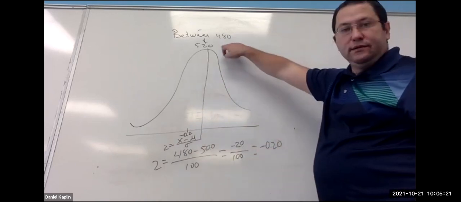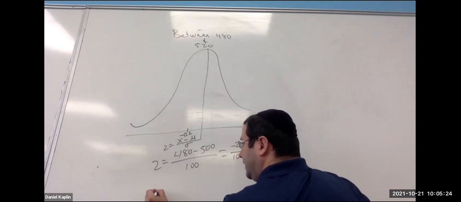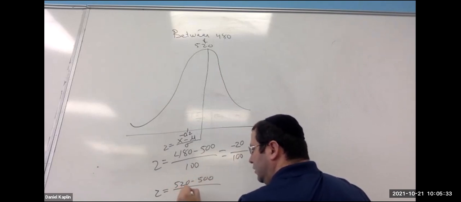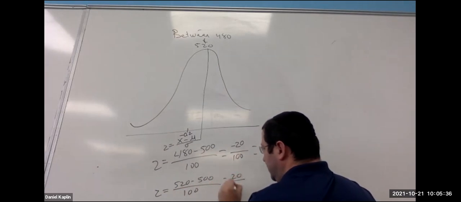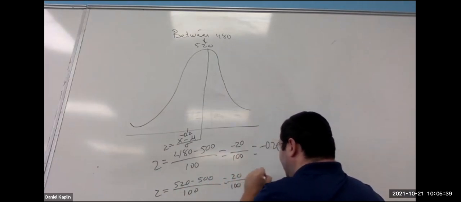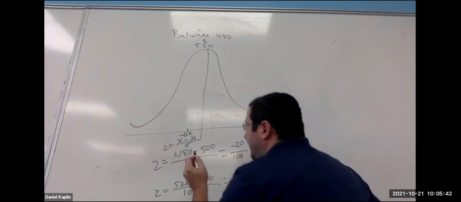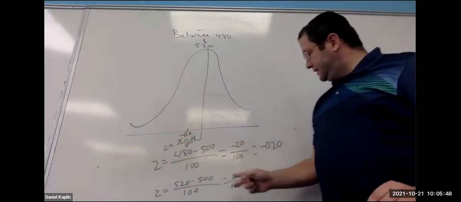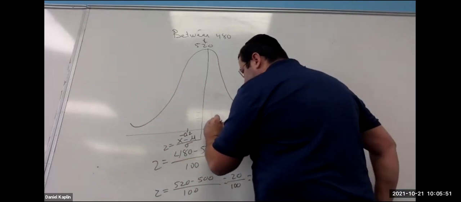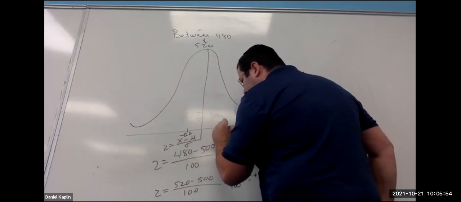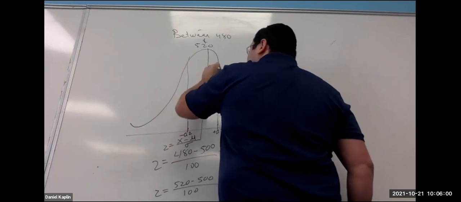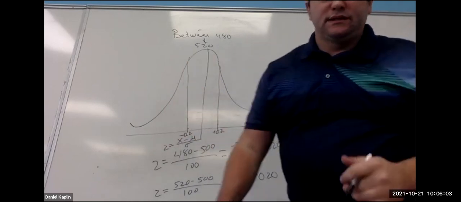Now the second one is 520. So we're going to do the same formula. Z equals 520 minus 500 divided by 100, which gives me 20 over 100, which gives me positive 0.20. Now remember, this side of the curve is your negative side. This is positive 0.2. So we're going to mark this here as positive 0.2. And now I'm going to draw my lines to create space between the two.